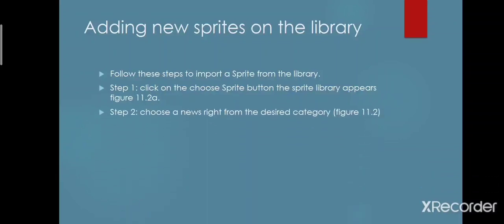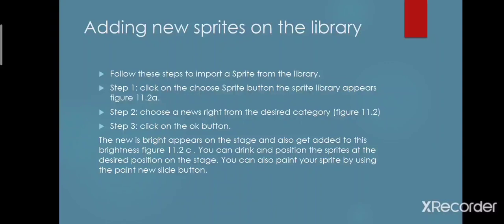Step number 2. Choose a new sprite from the desired category, that is figure 11.2b. Then step number 3, click on the OK button. The new sprite appears on the stage and also gets added to the sprite list, figure 11.2c. You can drag and position the sprites at the desired position on the stage. You can also paint your sprite by using the Paint New Sprite button.